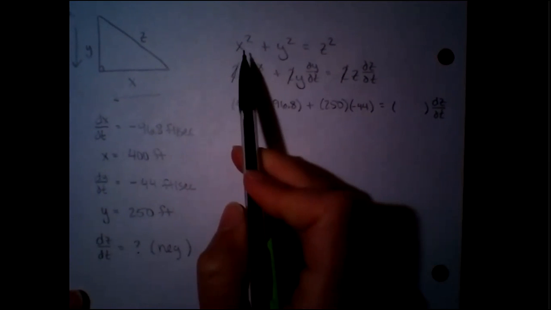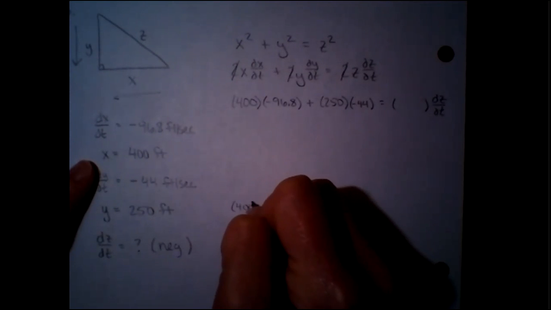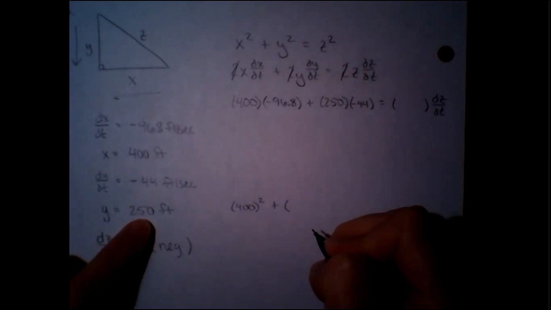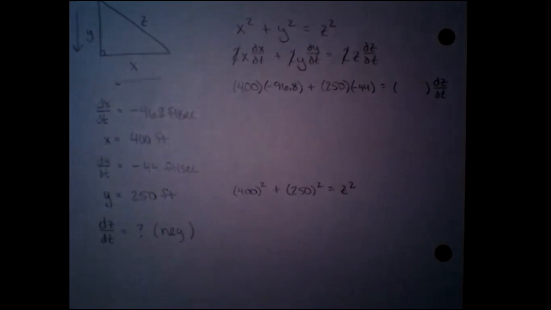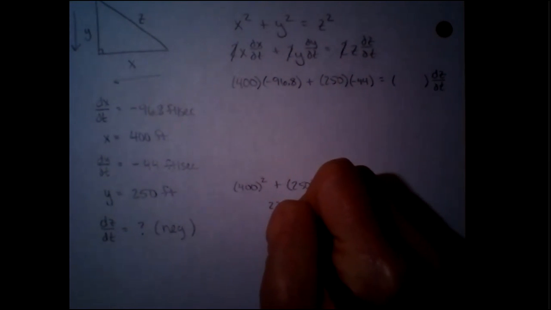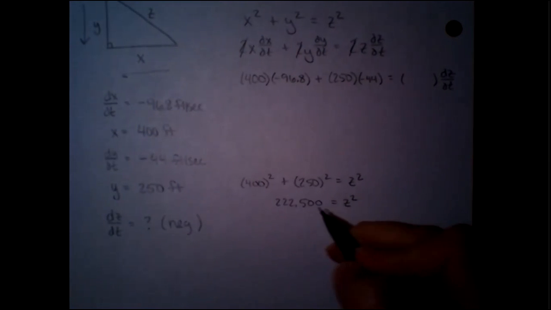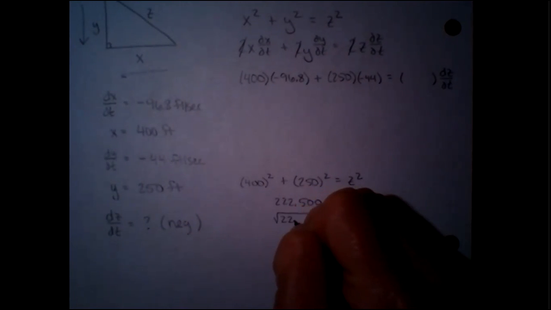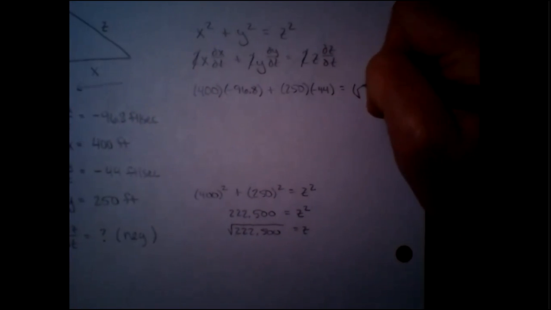So if you're missing something, go back to the original relationship. We're going to plug in what we have. So x is 400, so 400 squared plus y is 250, so 250 squared equals z squared. And here's where I am going to pick up a calculator because these numbers are going to get a little bit large here. All right, so 400 squared plus 250 squared is 222,500. And then we're going to square root that. Now, that is not a perfect square, so I'm just going to leave it as that square root. I know that looks messy, but don't worry about it. That's what it came out to.